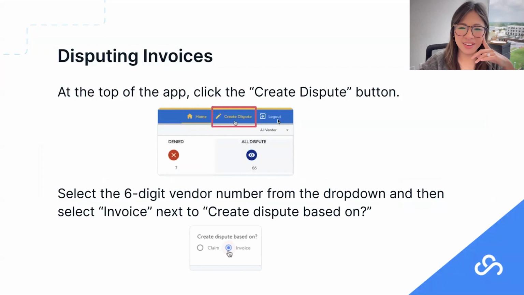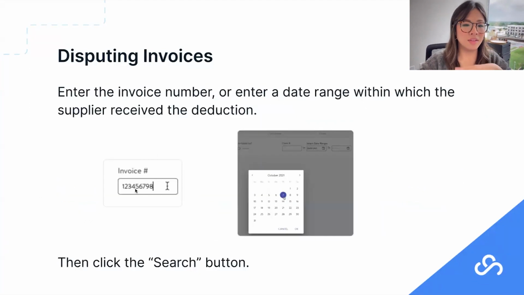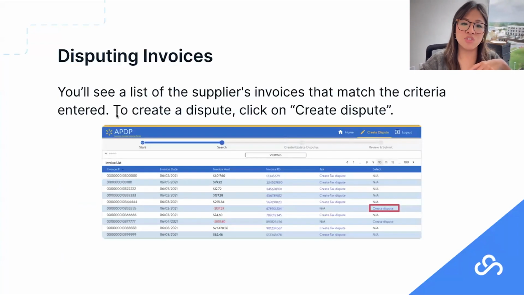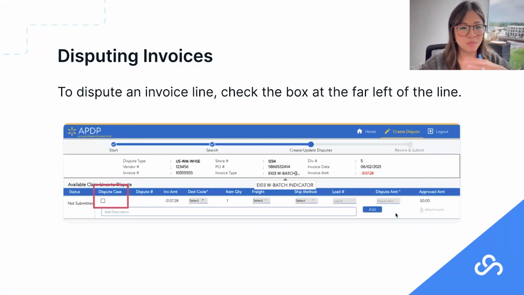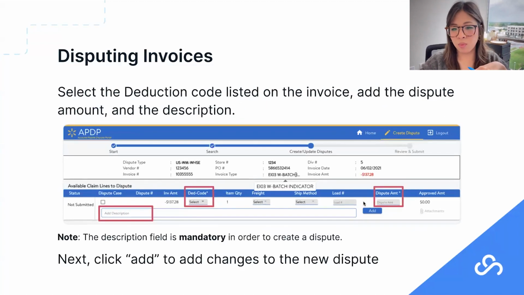But basically, you're going to click the create dispute button, same location in APDP, top right corner. You're going to select the relevant 6-digit vendor number. Then instead of creating the dispute based on the claim, you're going to do it based on the invoice. Same thing, either enter the invoice number or the date range, hit the search button, and you should see a list of supplier invoices that match that particular criteria. From there, you can create that particular dispute and go from there. So again, very similar situation. You're going to click on that checkbox and then enter all of the required information.